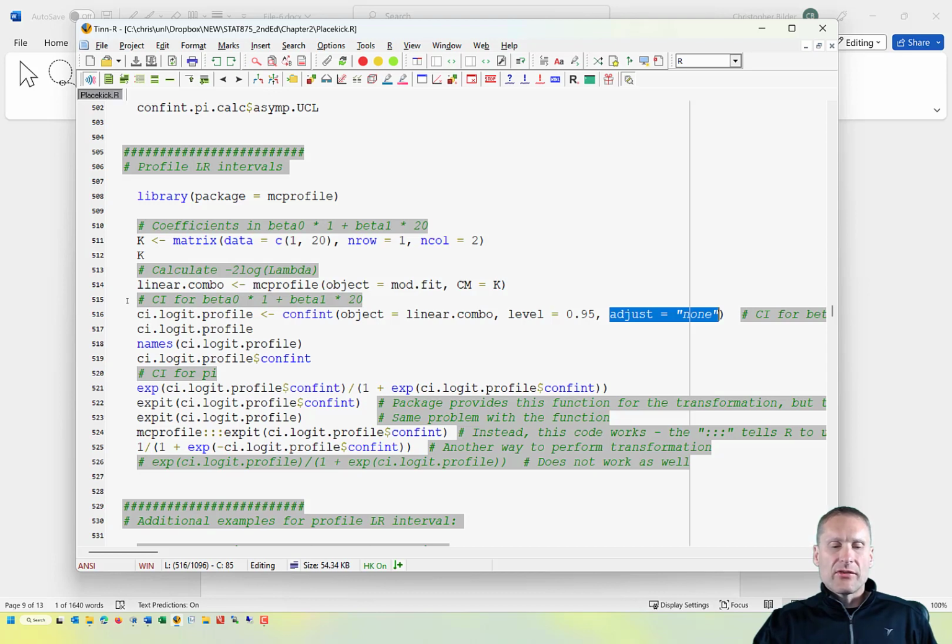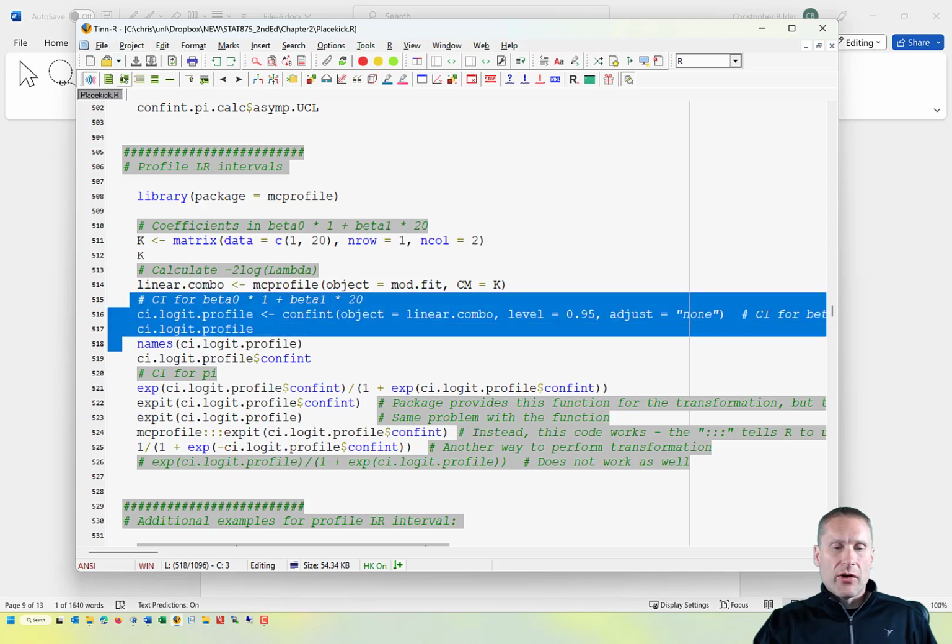I put the results into ci.logit.profile. Why do I call it that object? Well, I'm finding a confidence interval for beta 0 plus beta 1 times x, where x is 20. Or in other words, I'm finding a confidence interval for the logit of pi.